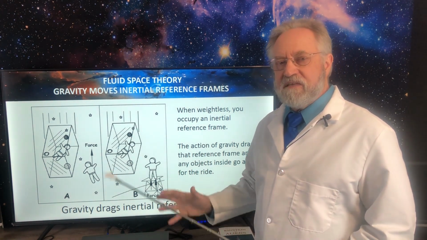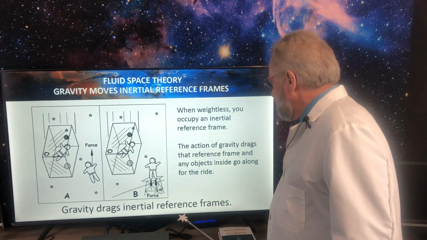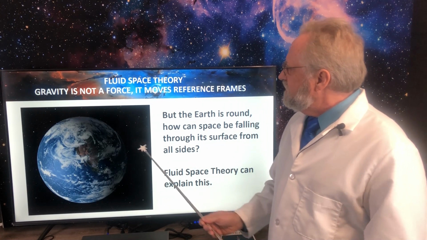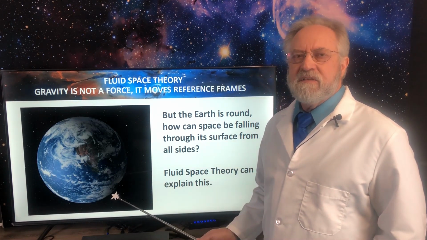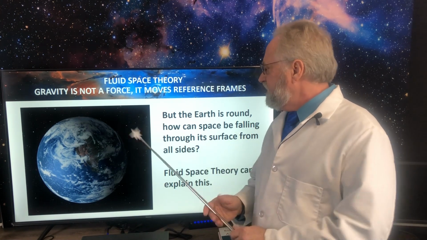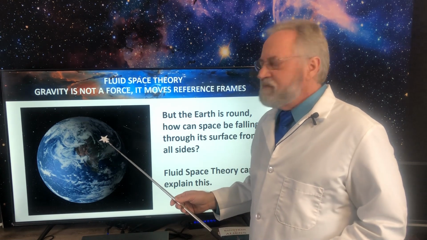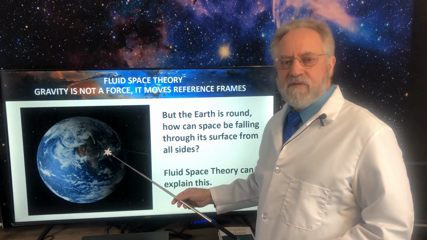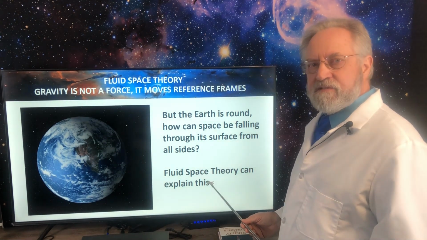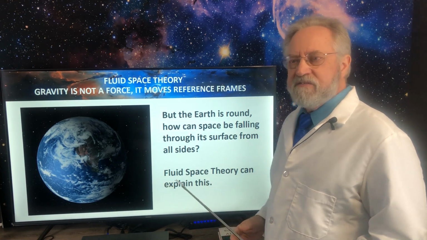So this is what's actually going on with gravity, but it's kind of hard to reconcile, because if you think about it, the Earth is round. So if inertial reference frames are falling into it, they have to be falling in from every direction around it, and it would seem like there's really no place for them to go. But fluid space theory can explain this, and this is where it starts to get really interesting.